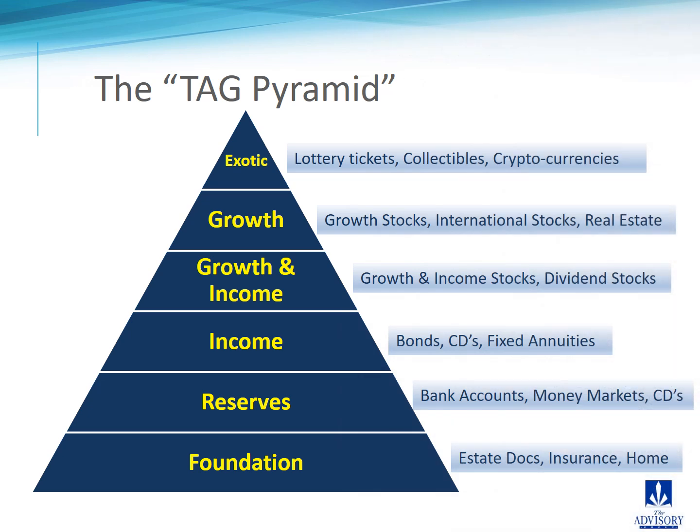Let's first talk about the structure of your planning. This is what we refer to in our organization as the TAG pyramid. It represents a structure with different levels of priority to address and potentially seek. At the very bottom is the foundation. This includes the items you need to have in place and that we encourage you to satisfy. The estate documents such as the will and the healthcare directives, and your insurance policies to protect your loved ones, hard-earned assets and your home.